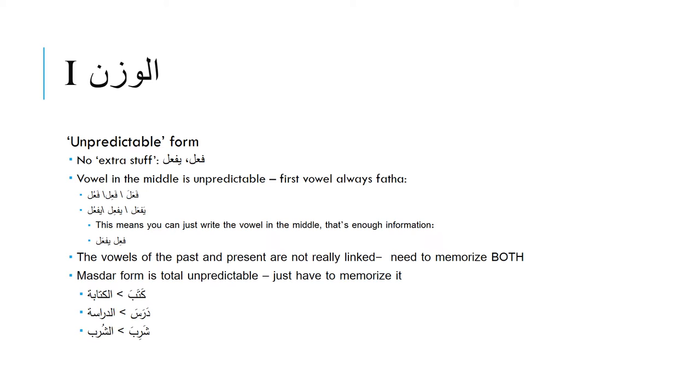This means that it's only the vowel in the middle that changes. In the past tense, the fa, the first letter, always has a fatha on it. In the present tense, the ye always has a fatha on it. Because of that, you can just write the middle vowel. So sometimes you'll see in reference works, like in the dictionary, it just tells you what the middle vowel is, because you should be able to pronounce the rest of the word around that, because it's always the same.